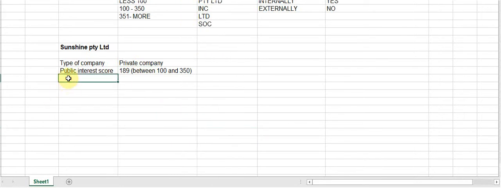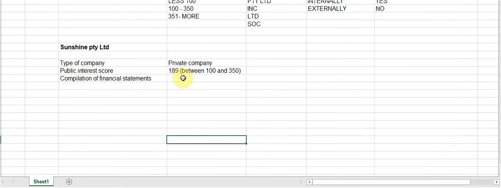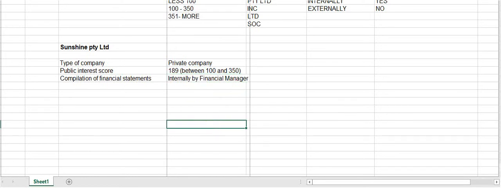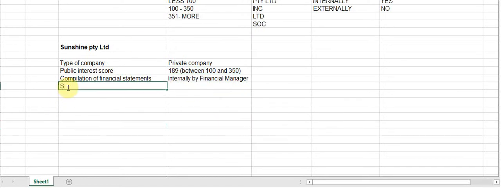Then we need to go and look at the compilation of financial statements. And here we can see that it is done internally by the financial manager. Then the last thing we will look at is shareholders. Are they directors to the company? And in this instance, the answer is no.